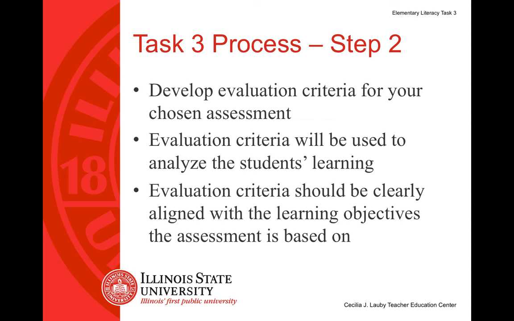Once you have chosen your Task 3 assessment, you will need to develop evaluation criteria to determine how you will measure students' progress towards the mastery of the objectives. For many of you, these evaluation criteria will take the form of a rubric, in which you will denote what is evidence of mastery of an objective, evidence of proficiency in an objective, and so on. Your evaluation criteria need to be clearly aligned with the learning objectives the assessment is designed to measure. You will use these evaluation criteria to evaluate all of the students' learning in terms of the objectives.